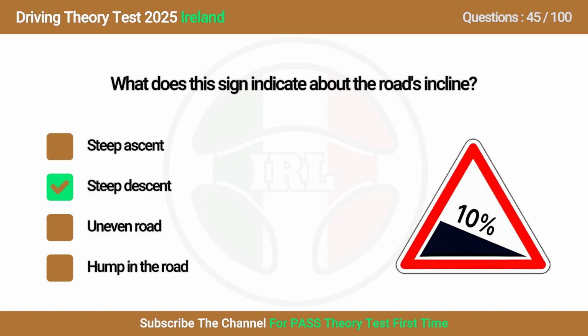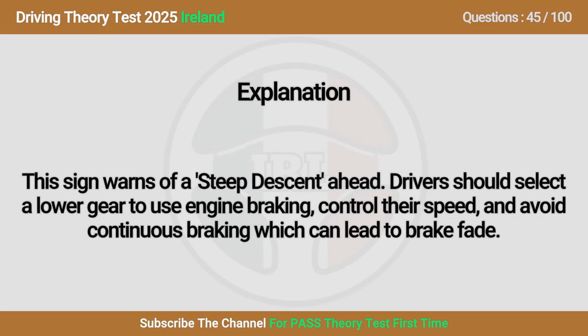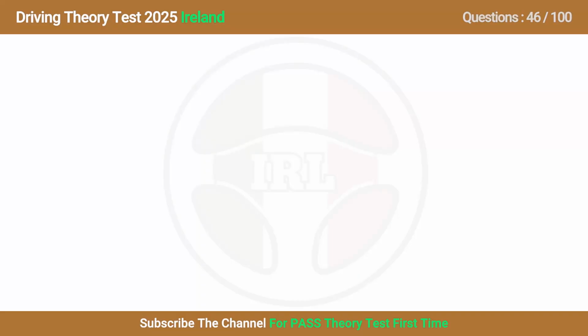Answer is B. Steep descent. This sign warns of a steep descent ahead. Drivers should select a lower gear to use engine braking, control their speed, and avoid continuous braking, which can lead to brake fade.